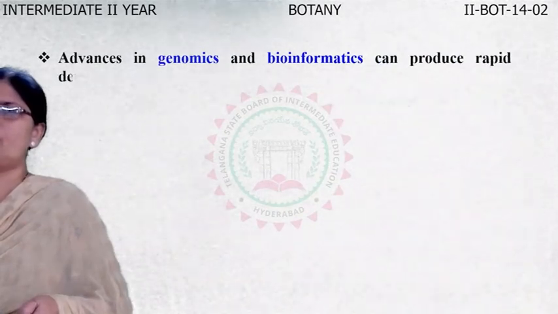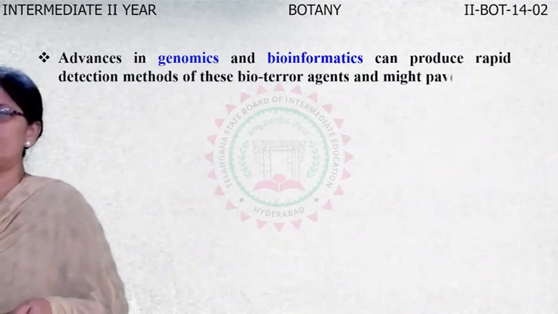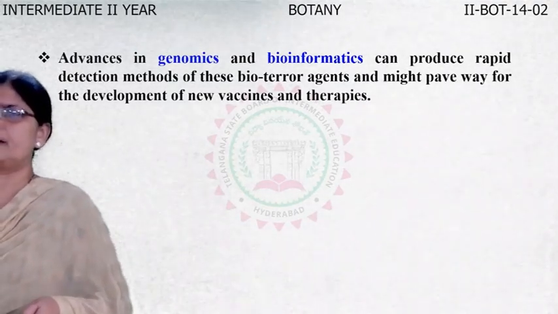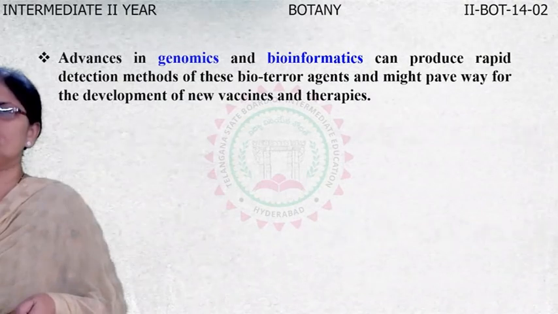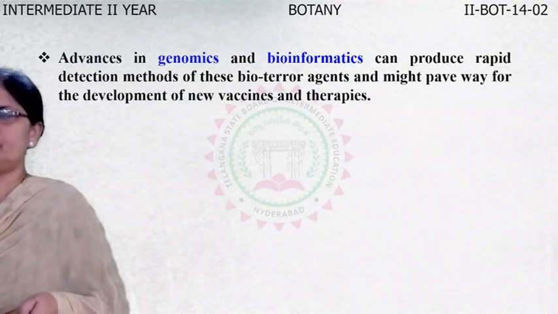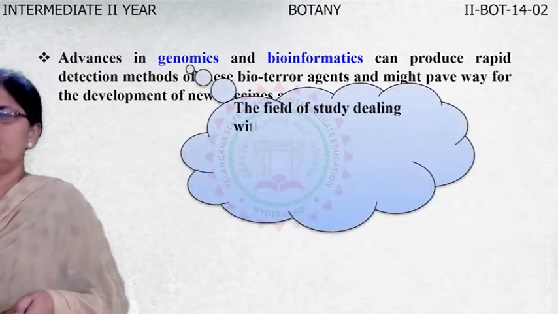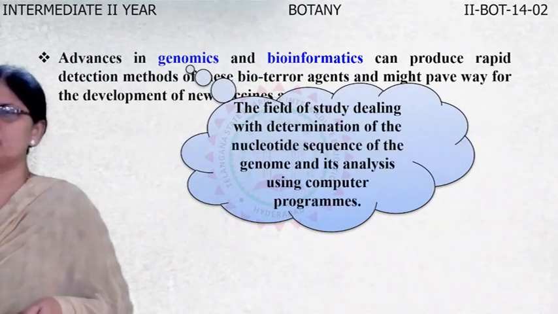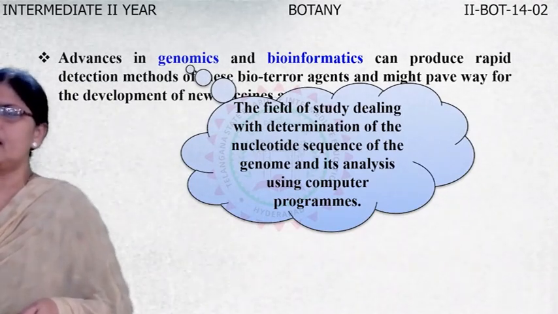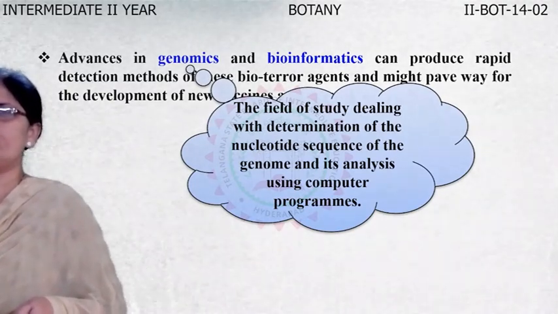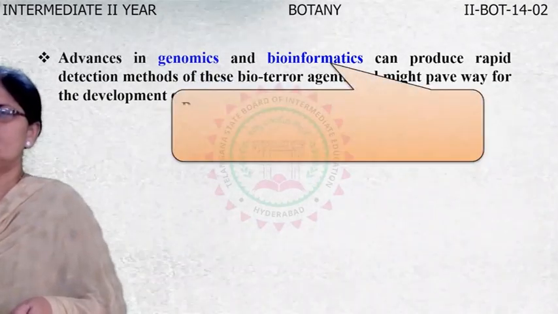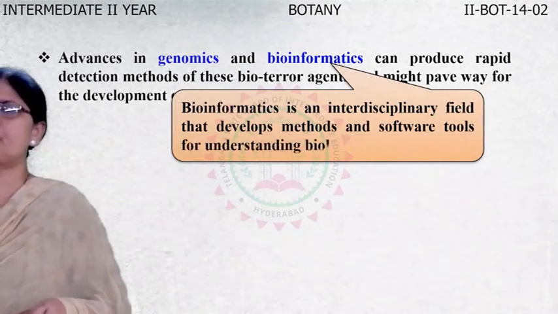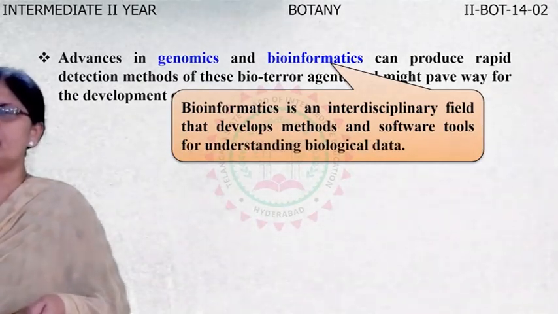Now let's see what are the advances in genomics and bioinformatics which help in production of rapid detection methods for these bioterror agents and might pave the way for the development of new vaccines and therapeutics. Genomics is nothing but a field of study dealing with the determination of the nucleotide sequence of the genome, that is the DNA, and its analysis using computer programs. Bioinformatics is an interdisciplinary field that develops methods and software tools for understanding biological data.